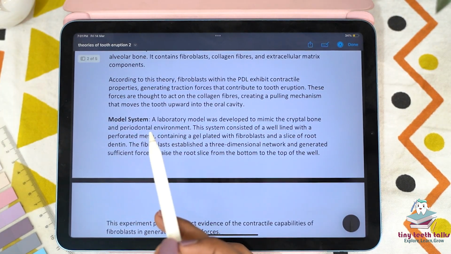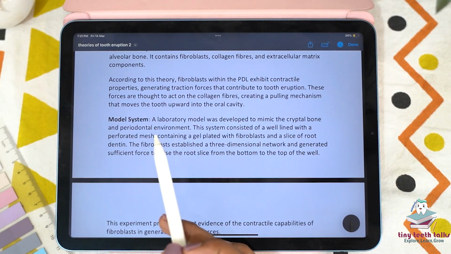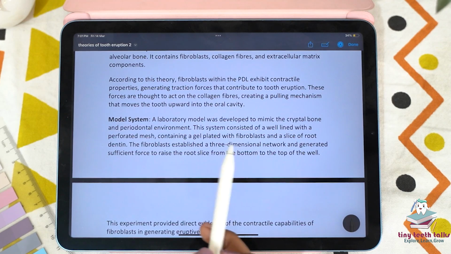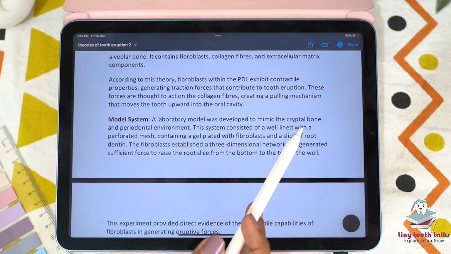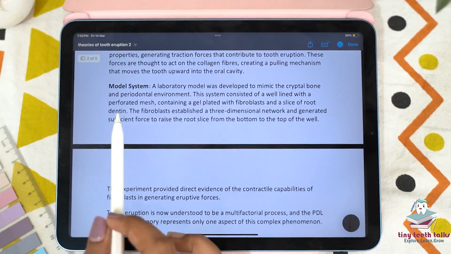When the fibroblasts contract, they physically grip the collagen fibers and apply a pulling force, creating a tension that generates the traction force that helps move the tooth gradually upward through the alveolar bone and surrounding tissue. A laboratory model was developed to mimic the cryptic bone and periodontal environment.